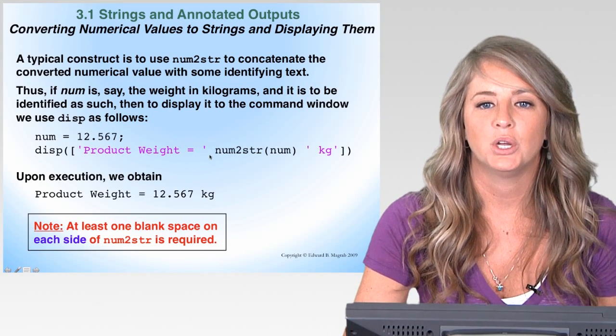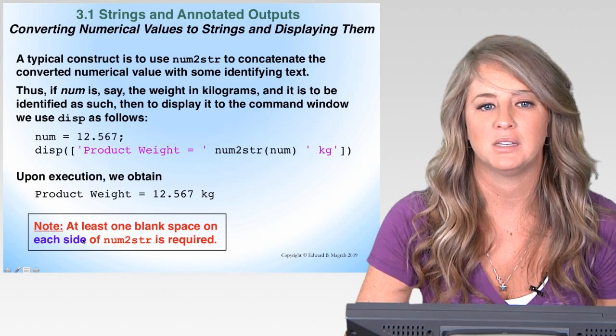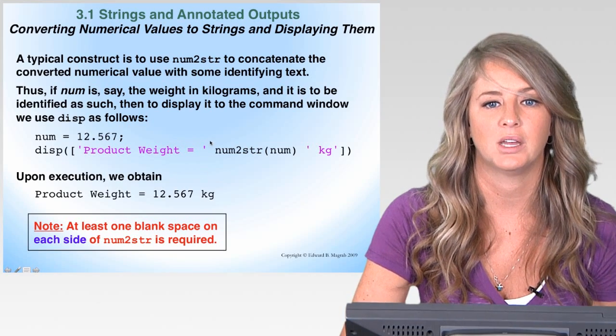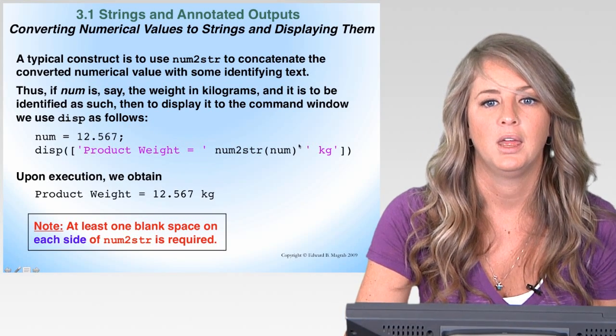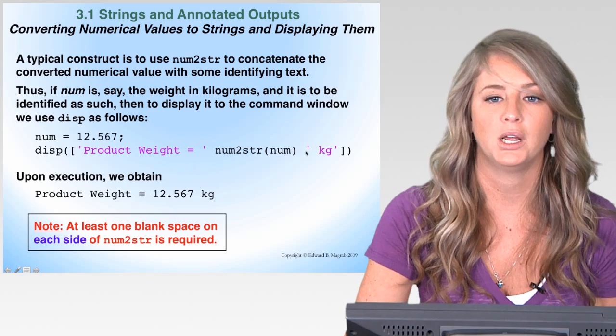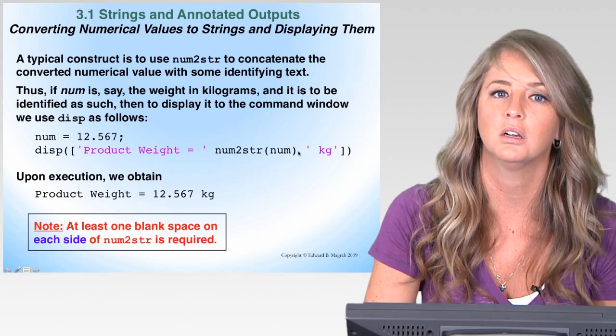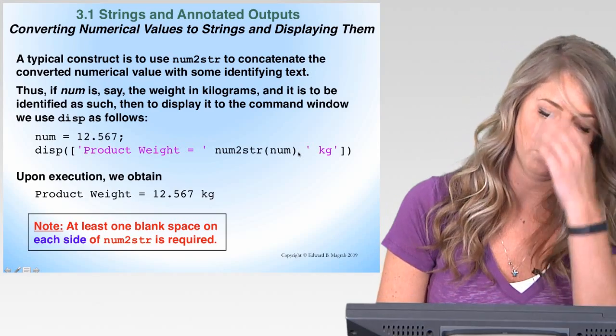Another thing that's important to know is that one blank space is required on each side of the ampersand operator around num2str. So that's required right here and right here. If you try to execute the script and you did not have these blanks here and here, you would receive an error in the command window from MATLAB.